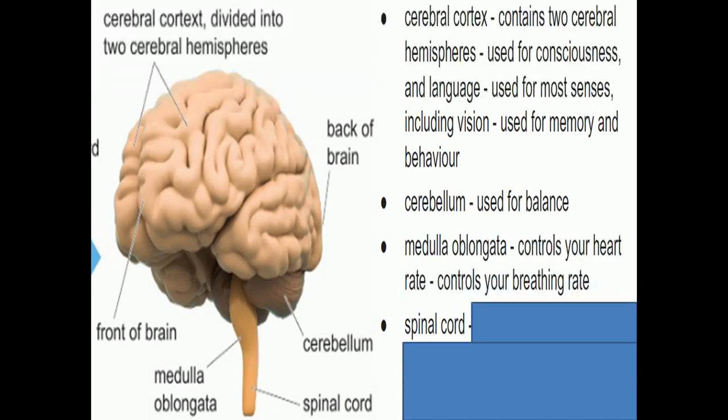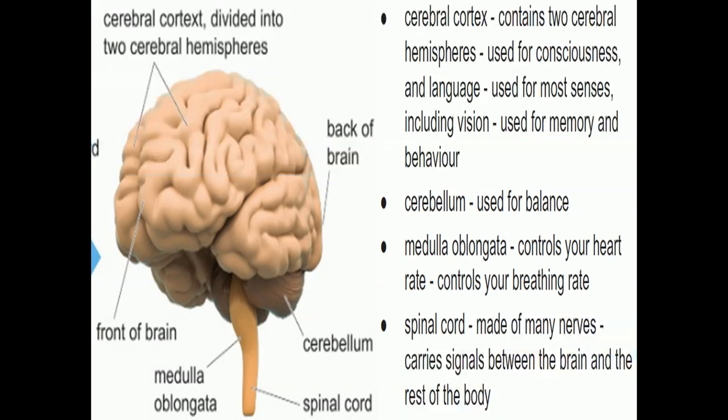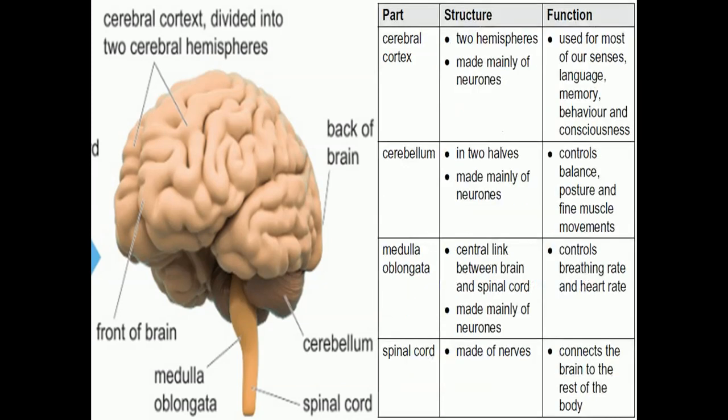Then the medulla oblongata controls both the heart and breathing rate. It's also involved in reflexes as well. And then the spinal cord connects the brain with the rest of the body. And here is a summary of both the structures and the functions of the different parts of the brain and the spinal cord.